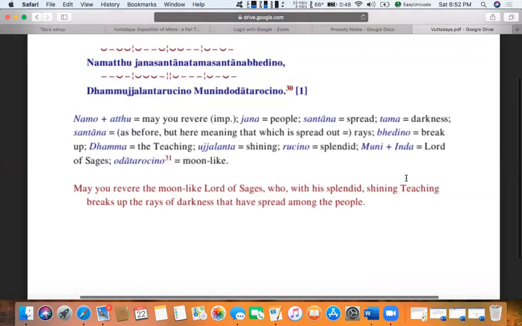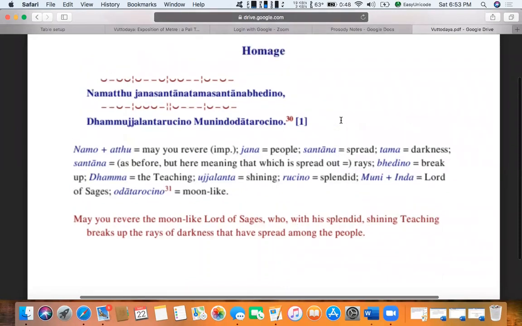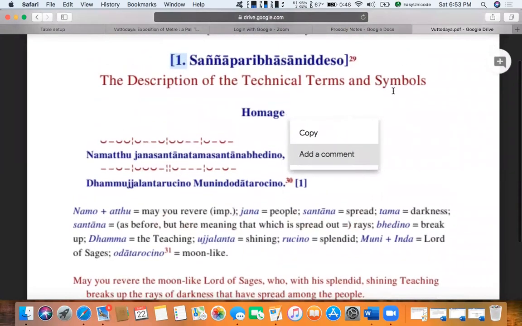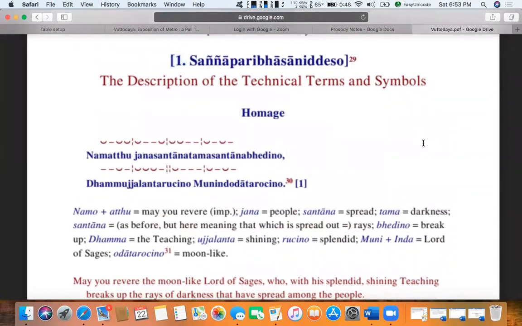So in simple words, or as a whole, we can give the meaning as: may you revere the moon-like Lord of sages, who, with his splendid shining teaching, breaks off the rays of darkness that have spread among the people. So that is the stanza with which Venerable Sangharakshita pays his homage to the Buddha.